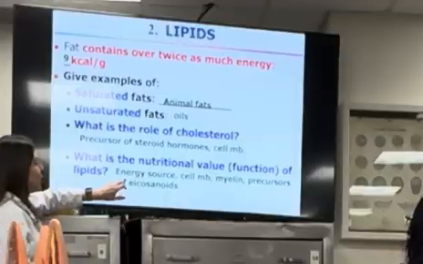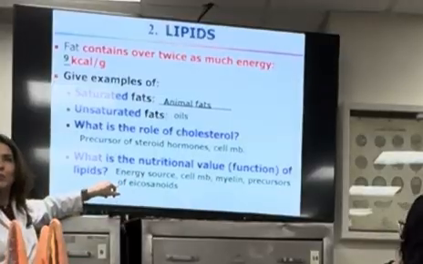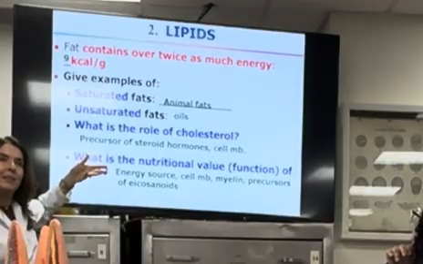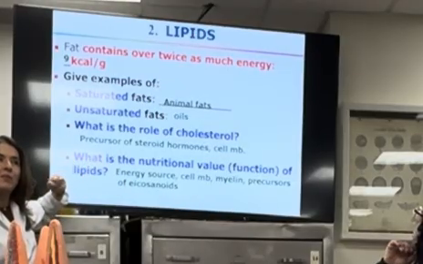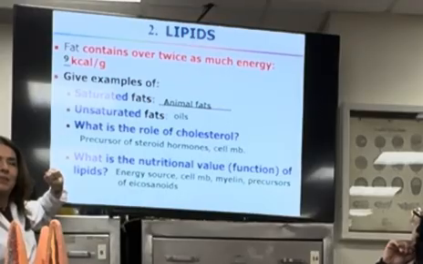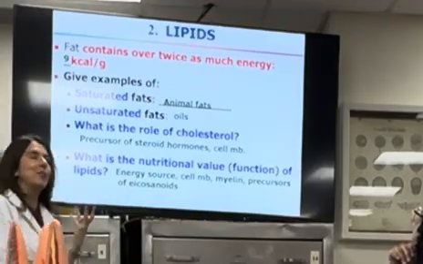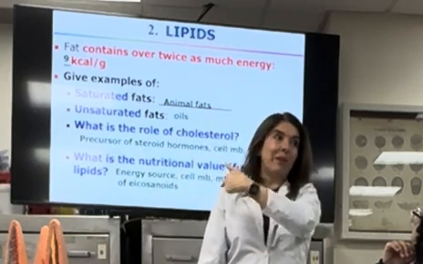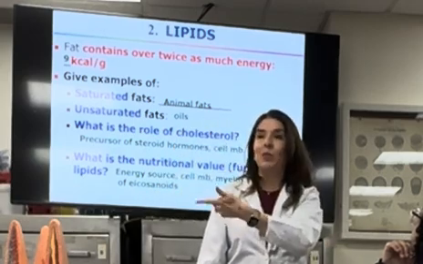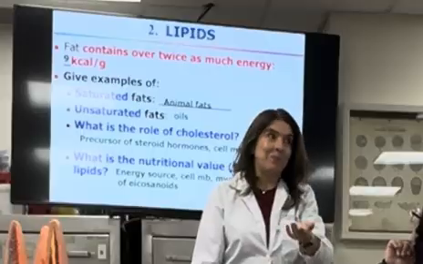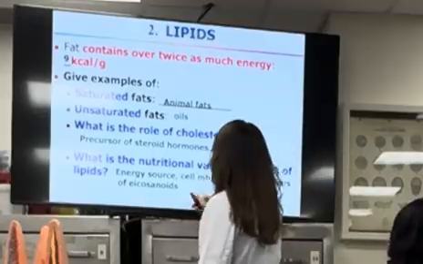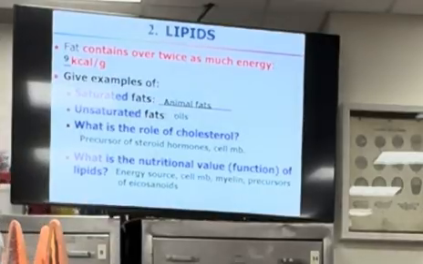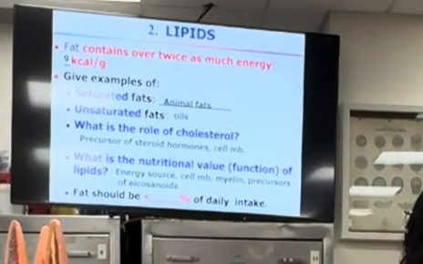It's a precursor of eicosanoids. Do you guys remember what an eicosanoid is? One of them is prostaglandin. Do you guys remember the function of prostaglandins? Why do we take aspirin or ibuprofen? To get rid of eicosanoids. Why? Eicosanoids cause pain, right? So that's the bad side of lipids. They are precursors of eicosanoids that can cause pain.